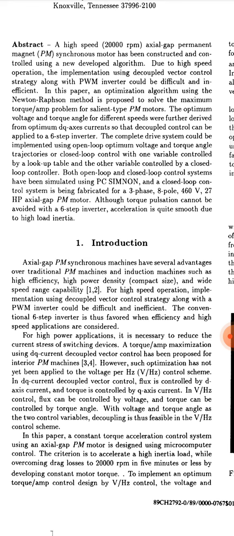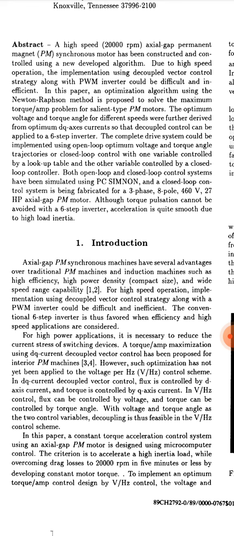A torque per amp maximization using DQ current decoupled vector control has been proposed for the interior PM machine. However, optimization has not yet been applied to the voltage per hertz control scheme. In DQ decoupled vector control, flux is controlled by the D axis current and torque is controlled by the Q axis current. In voltage per hertz frequency control, flux can be controlled by voltage and torque can be controlled by the torque angle, and with the voltage, the torque angle has to be controlled.